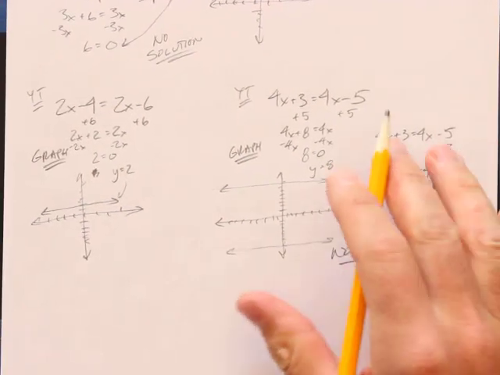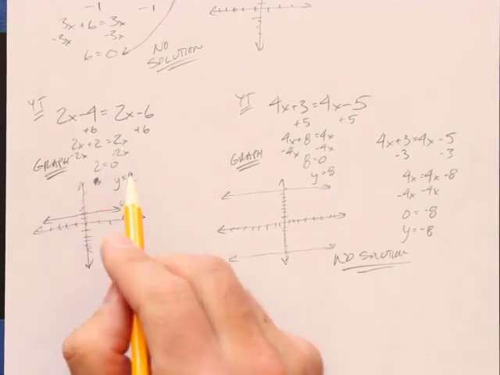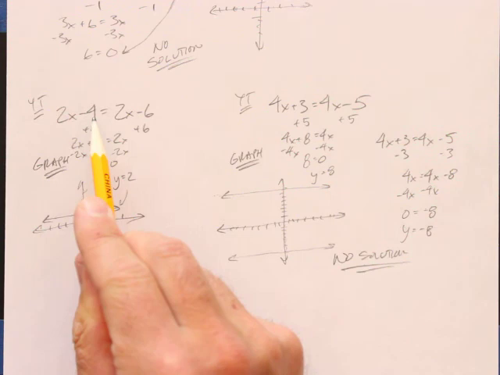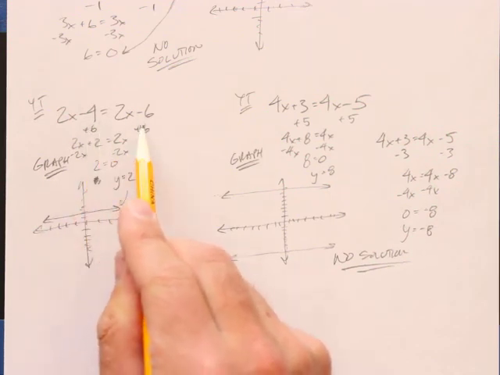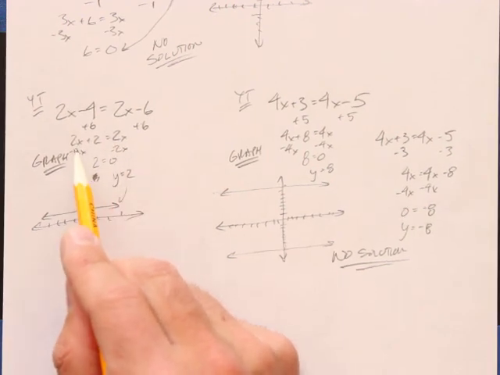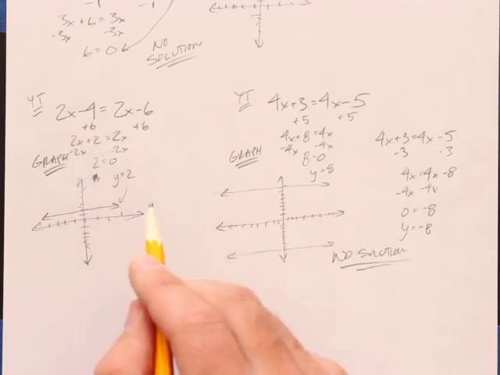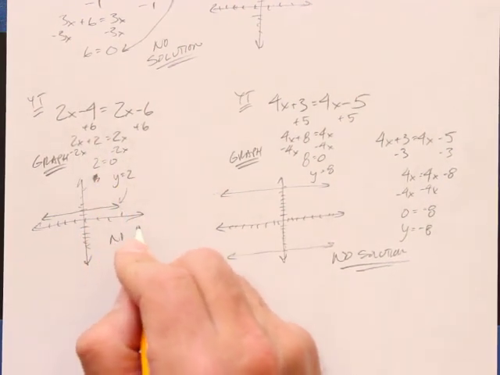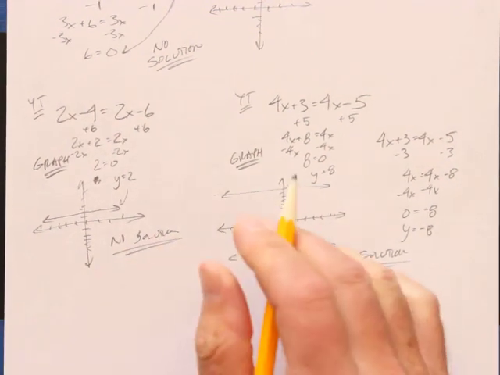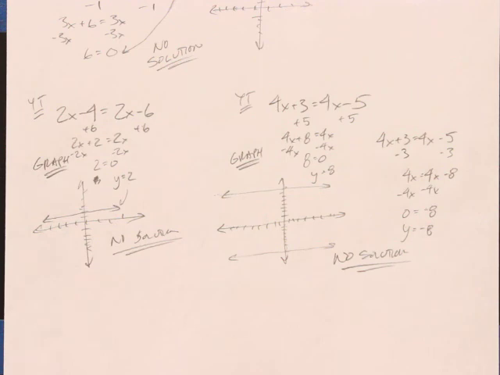But you might get negative 8. Likewise, up here, you might have gotten negative 2 if you would have added 4 to both sides. Then you would have negative 2, and then you subtract the 2x's, and you would have 0 equals negative 2. Either way, no solution. And the end of 3-2.